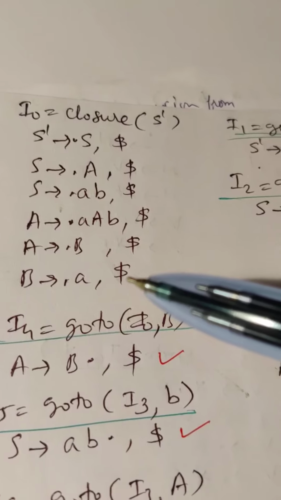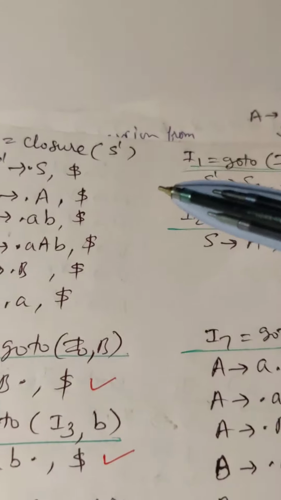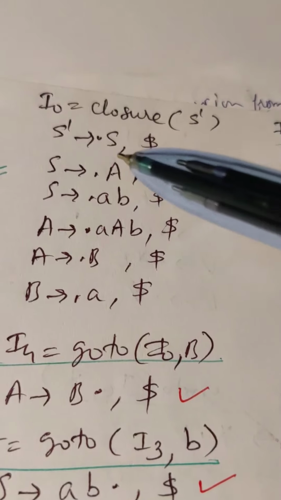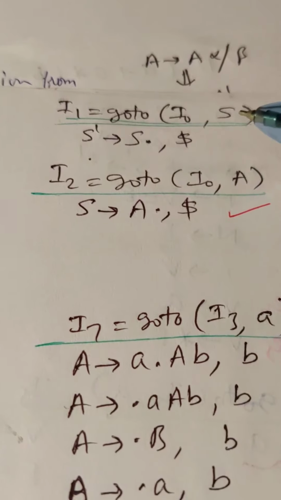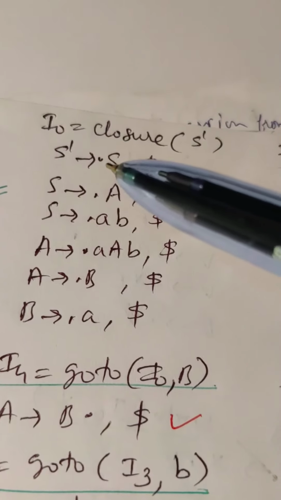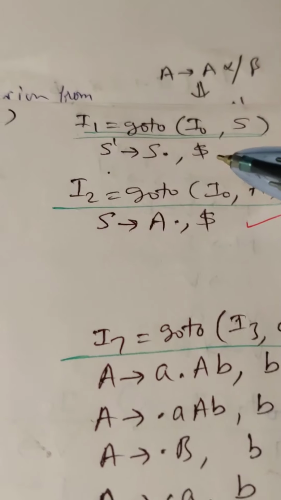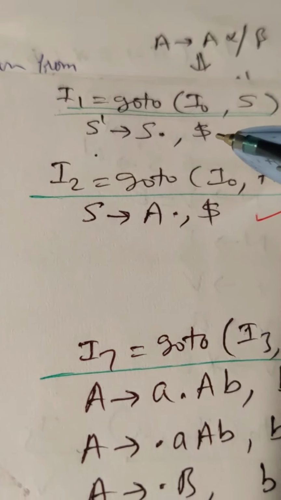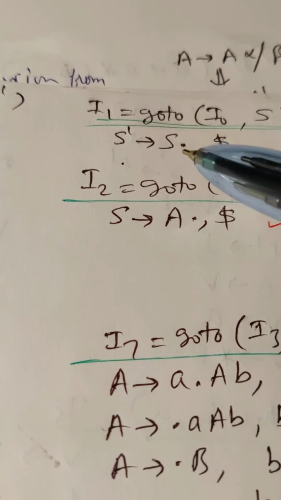Now after the closure, we go for go-tos. Item number 1 is from I0 and dot S, so I0 comma S is the first go-to. In I0 comma S, we just take this rule as it is and shift the dot. When we copy this rule, we have to copy it along with the look ahead, because the look ahead is now part of the LR1 item. The first rule always finishes at item number 1, so this is a finish rule.